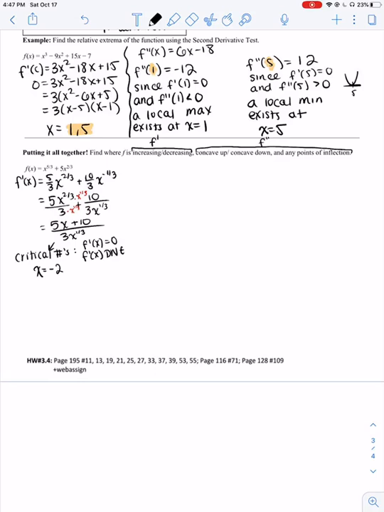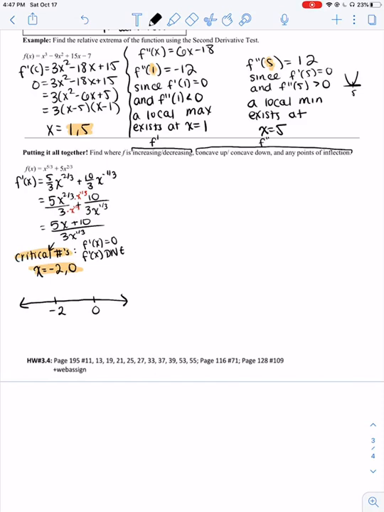And this will not exist when the denominator equals 0, which would be when x is 0. So these are our critical numbers. Let's highlight critical numbers. So to find where the function is increasing and decreasing, I will make my number line, and I will put both of these numbers on here. And I want to know what's going on in each of the intervals.